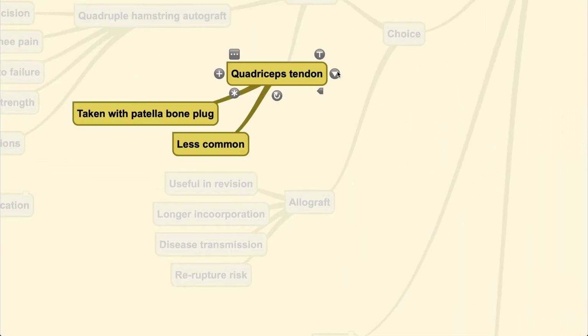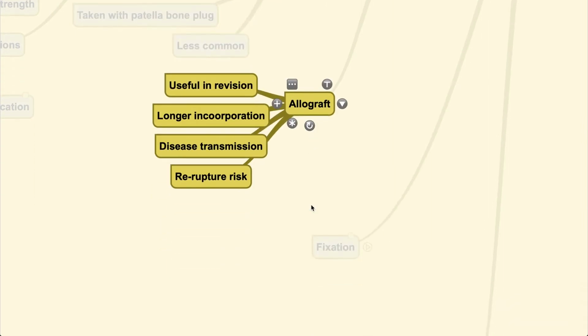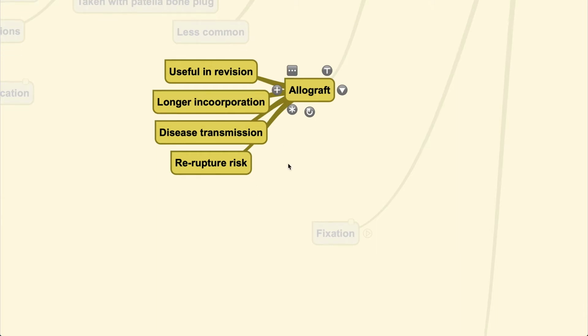Now, the last choice of graft that could be used is the quadriceps tendon that is taken along with the patella bone plug, but is of course less common. Now, the allograft choice is there, but it is seldom used. It is usually reserved for revision cases. It takes longer for incorporation and it increases the risk of disease transmission because you're not using your own body's biological tissue. There's also the increased risk of re-rupture because it is generally weaker as compared to the autograft.